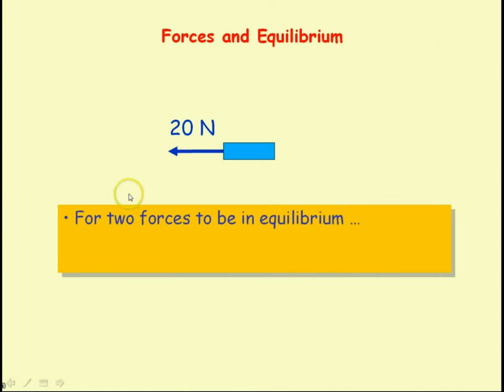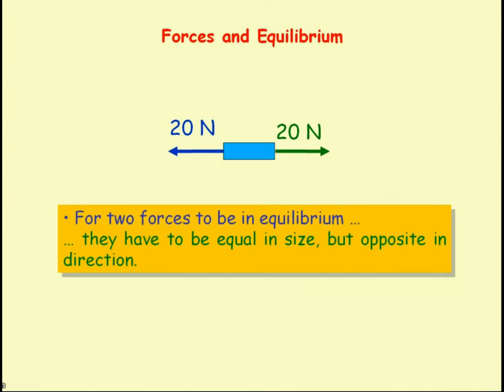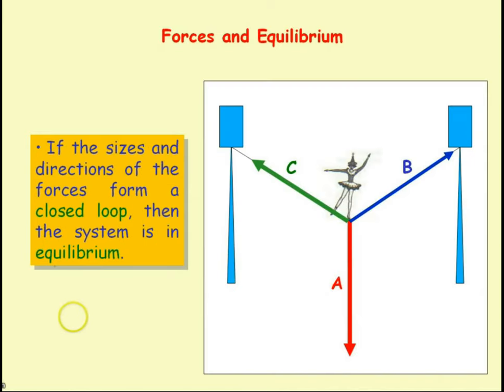If you have two forces acting on an object and that object is in equilibrium, then these two forces have to be equal in size and opposite in direction for the net force to be zero. If you have more than two forces, then if the sizes and directions of the forces, when they add together, form a closed loop, then the system is in equilibrium.